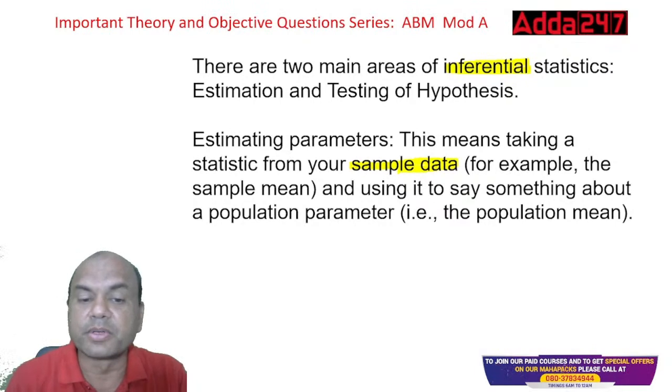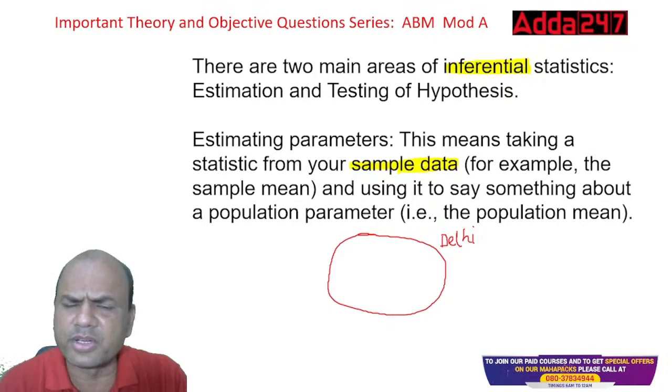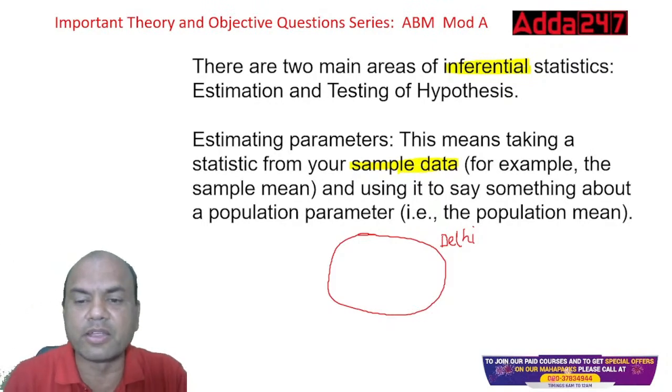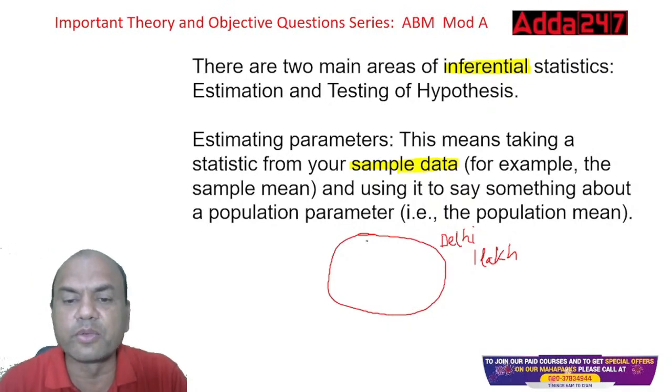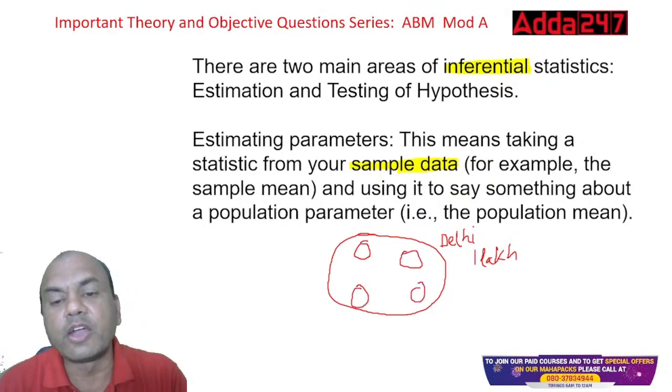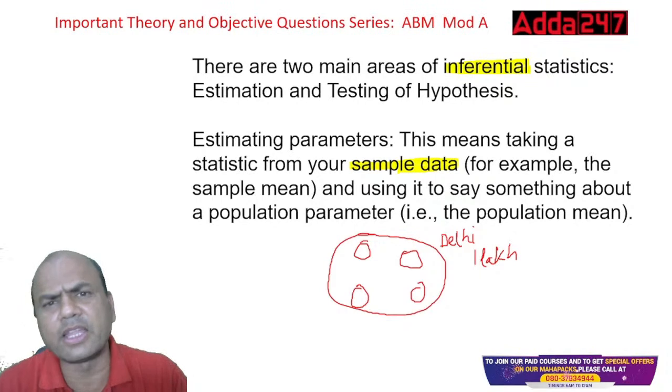Suppose this is my state, let's say Delhi. Let's say I have to do a survey of 1 lakh people in Delhi. Will I be able to survey 1 lakh people? Not possible. So what will I do? I'll take samples from 4 corners of Delhi and find out whatever I require. Suppose I require the salaries of these 1 lakh people of Delhi. I require the average salary of Delhi.